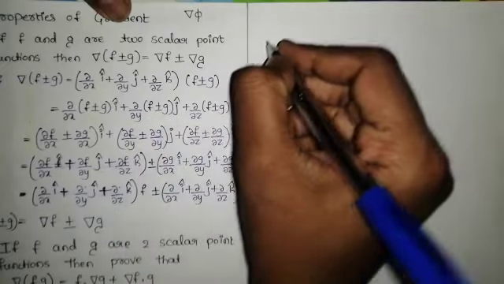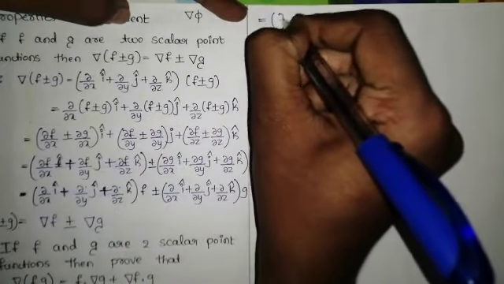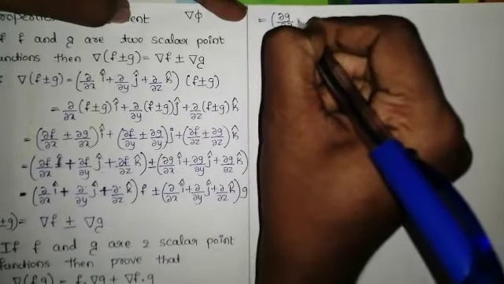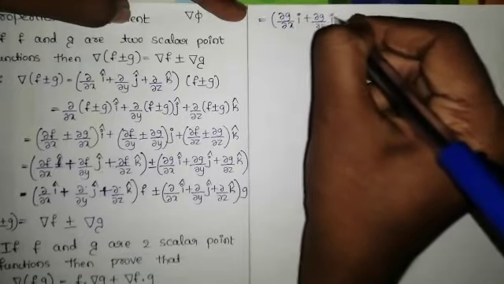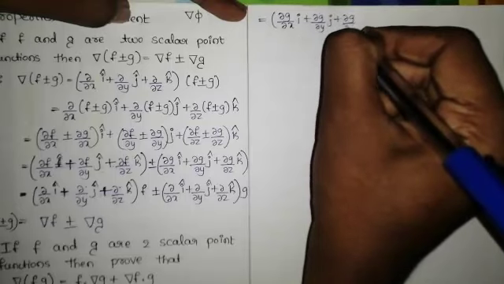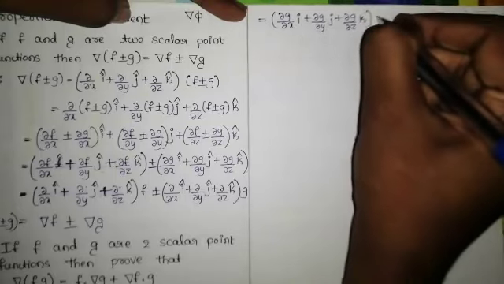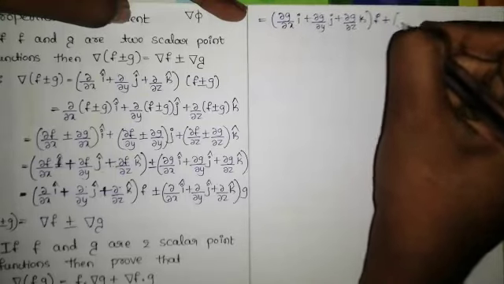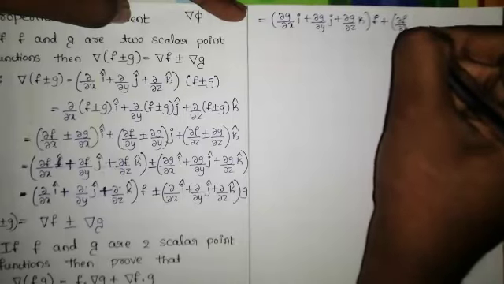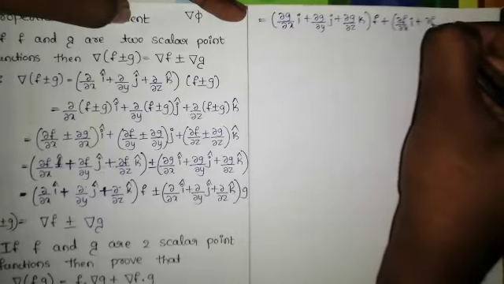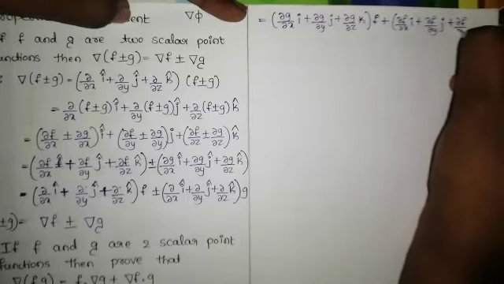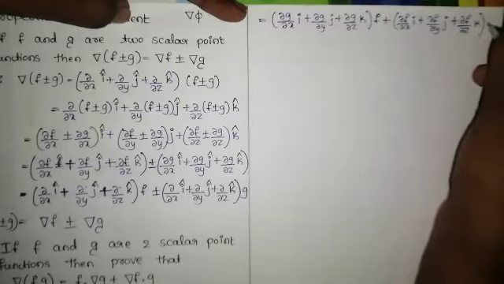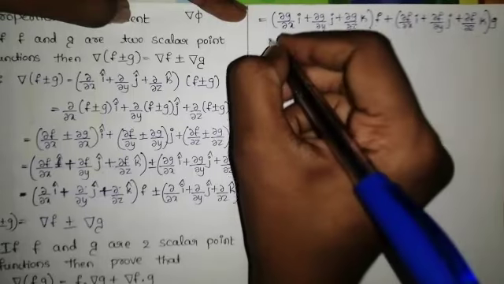Now separate the terms. So that gives (∂g/∂x into i plus ∂g/∂y into j plus ∂g/∂z into k) into f plus (∂f/∂x into i plus ∂f/∂y into j plus ∂f/∂z into k) into g.